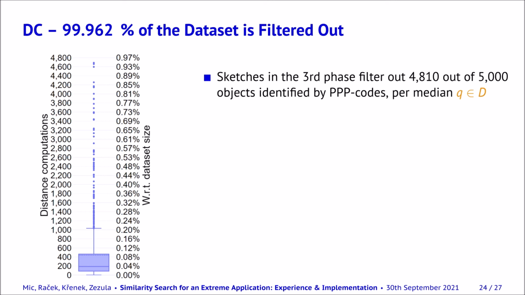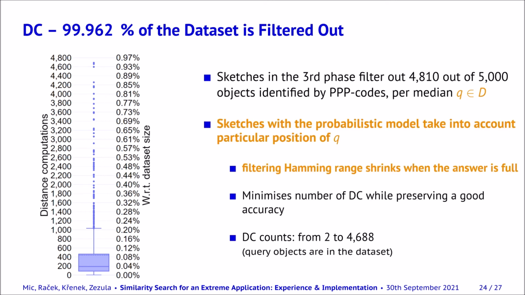This box plot visualizes the variance over 1,000 randomly selected query chains. Therefore, to fully evaluate the similarity query on the dataset of 500,000 protein chains, our search engine needs to evaluate just 512 distances to pivots to filter out 99.962% of the dataset on median, and just 190 most promising protein chains remain. These are then processed sequentially.